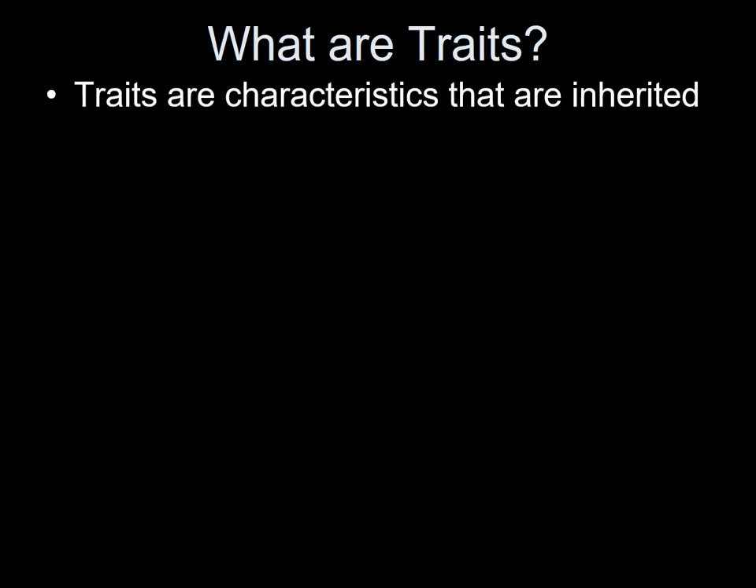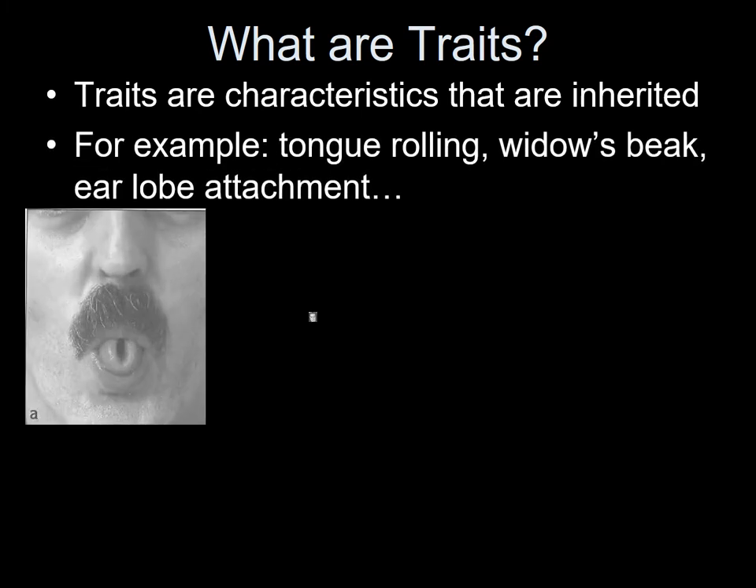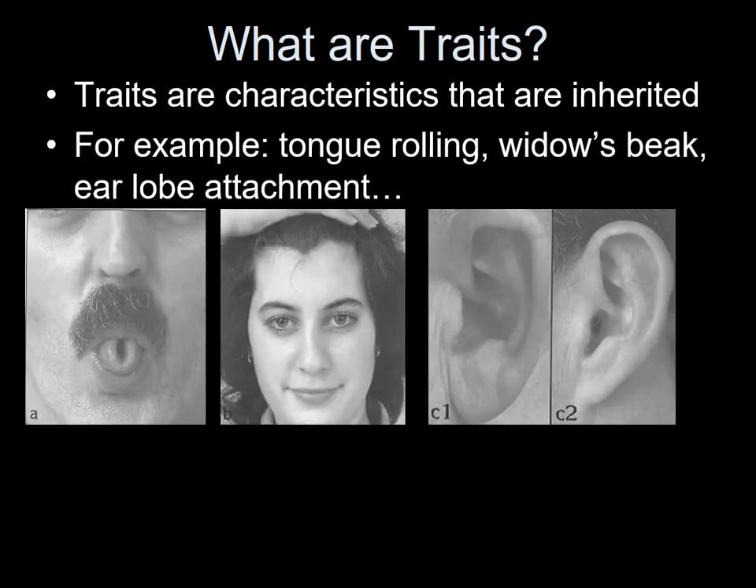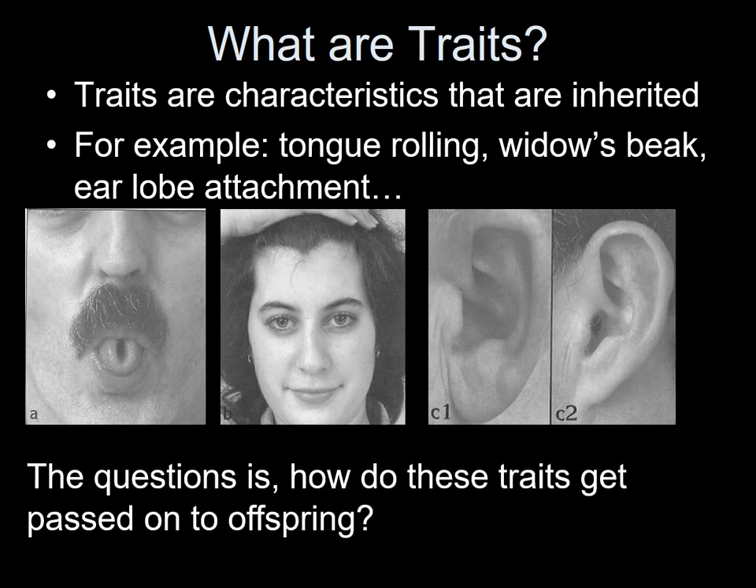Now, what are traits? Traits are characteristics that are inherited. For example, the ability to roll your tongue, the hairline, which is famously called the widow's peak, or whether your earlobes are hanging free or attached to the side of your face. Lots of different things are traits, anything that can be inherited. And so our question is, how do these traits get passed on to the offspring?